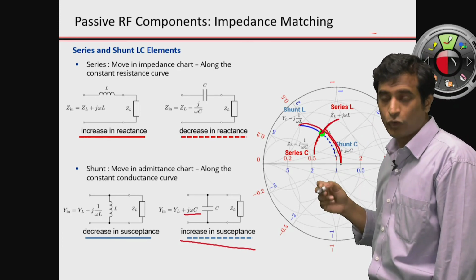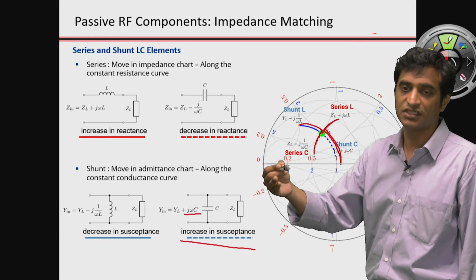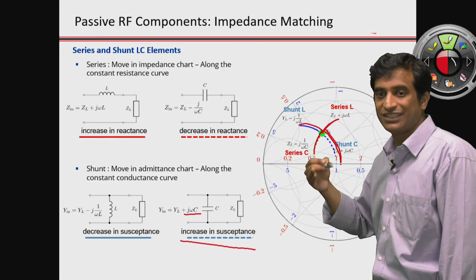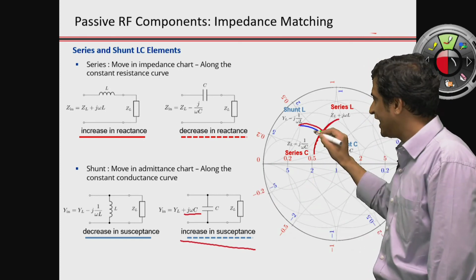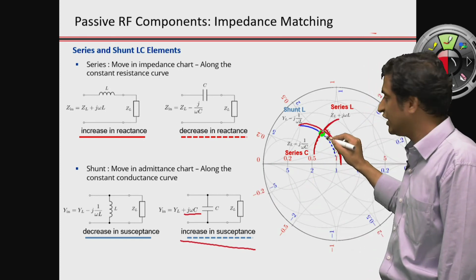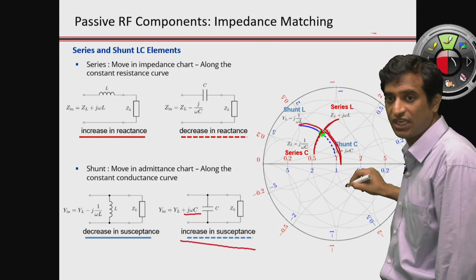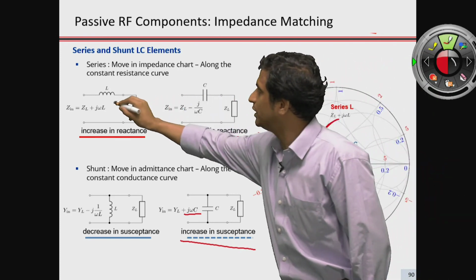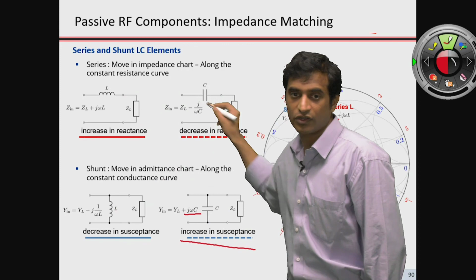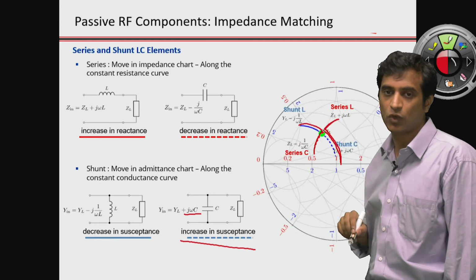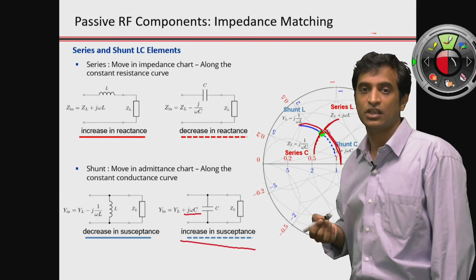All these four movements are going to be either along the constant resistance curve for the series case or along the constant conductance curve for the shunt case. So by tracking the movement of this load impedance, we can transform any particular load impedance to any other point in the Smith chart through using proper L and C values either in the series or shunt combination, which is what impedance matching is all about. Designing an impedance matching circuit is all about this.